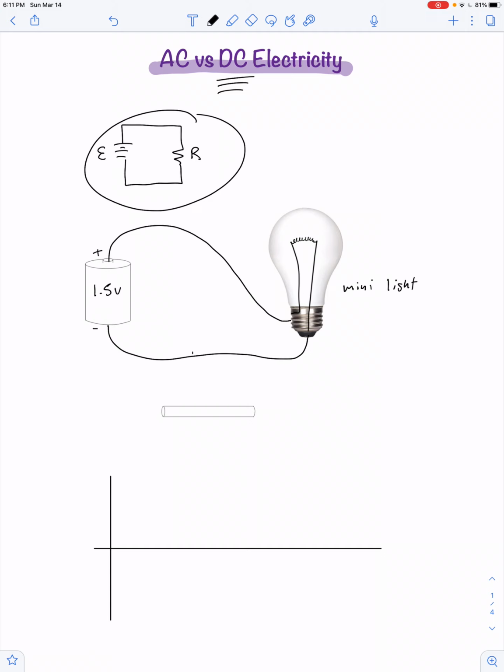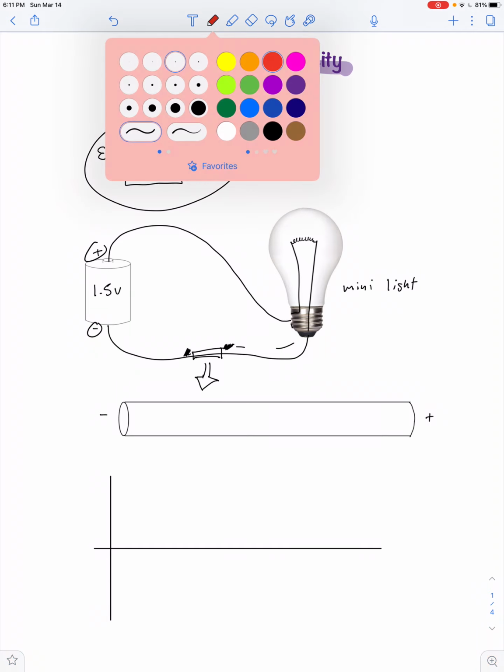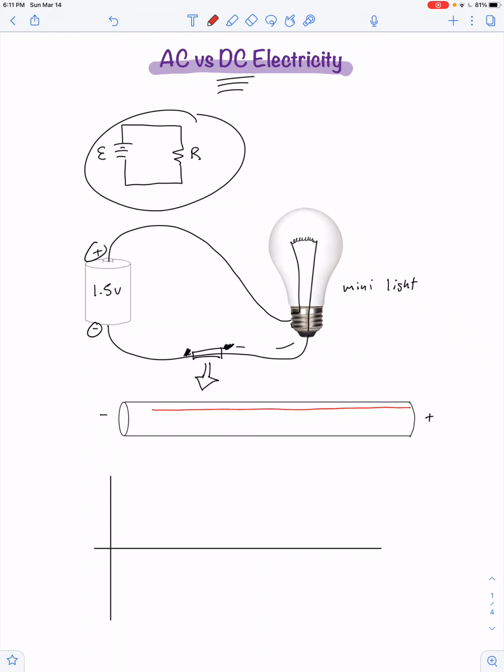Now, let's cut just one segment of this wire and blow it up. Actually, let's blow it up even more than that. Okay, well, this end over here is near the negative terminal, and this end of the wire segment over here is closer to the positive terminal. So low potential, high potential across the ends of the wire. What does that do? That creates an electric field inside of the wire that points in this direction.